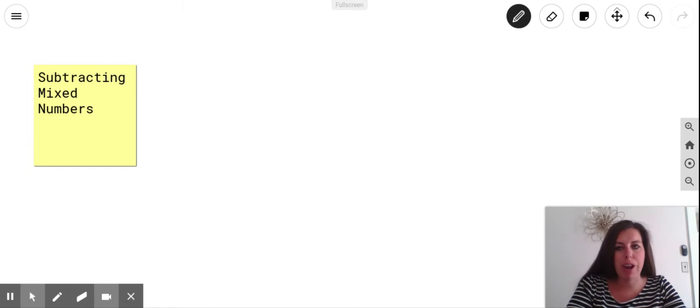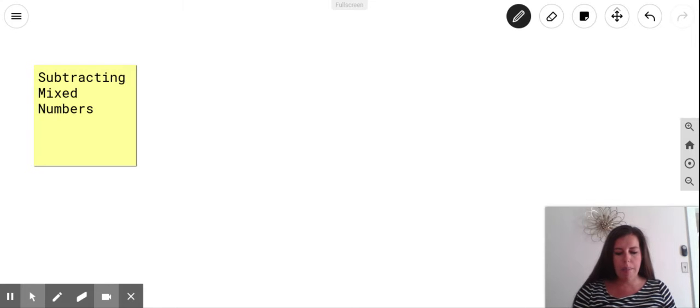Today we're going to be doing subtracting mixed numbers, like I told you earlier. Now this is super important. If you did not do Monday's lesson with adding mixed numbers, you have to go back and do that first. You should have a notebook or paper in front of you so that you can do the work with us as we go through this.